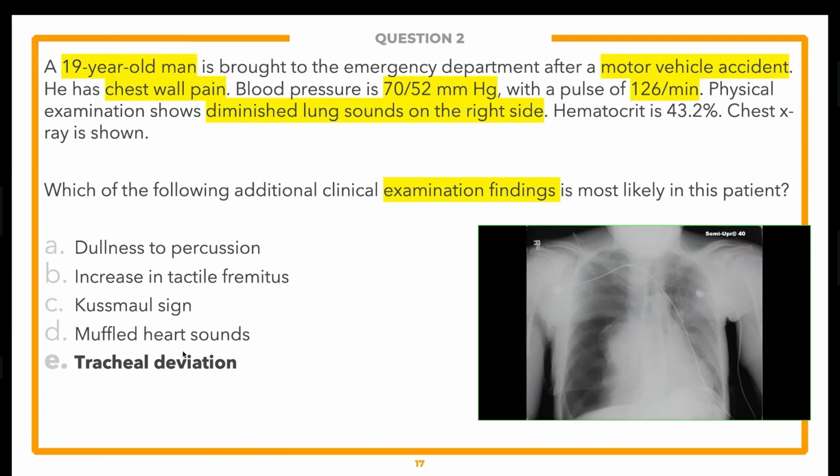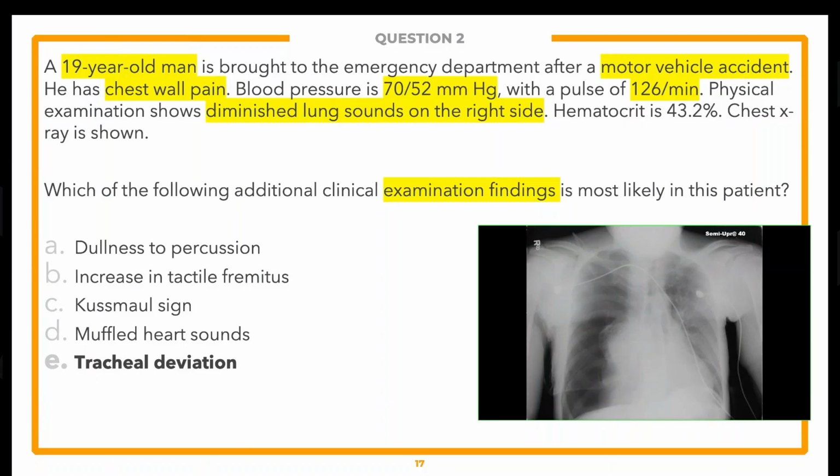B, increased tactile fremitus. Tactile fremitus is something you might remember from med school, where you put a hand on somebody's back and they say 99, 99, 99. The idea is that it helps detect dense lungs. In pneumonia, when fluid builds up inside the lungs, the density of the lung increases, and that changes the vibration you feel. So this is typically seen in pneumonia and sometimes heart failure as well. The idea is that you have increased fluid inside the lungs, and that's not what's happening here. So B is out.